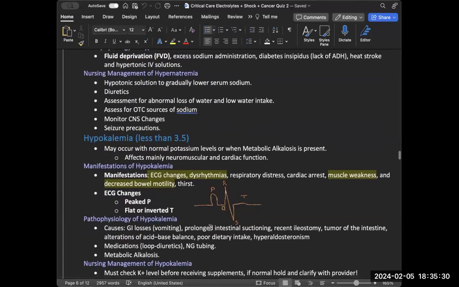So yeah, management, right? This is someone who has too much salt. So obviously we're not going to try to give them more salt. We're going to avoid that. We're actually going to give them hypotonic solutions like 0.45% normal saline or sodium chloride. We want to be careful for abnormal loss of water, low water intake, those CNS changes, and seizure precautions. Okay, especially patients who have sodium or salt imbalances need to watch out for seizures.